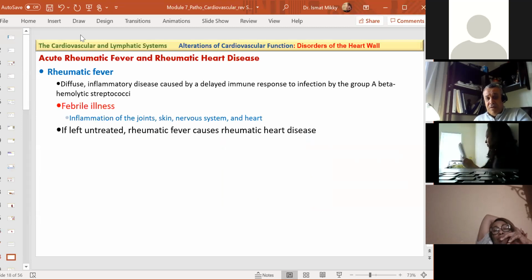Acute rheumatic fever and rheumatic heart disease. This disease can be covered in the PEDS course, because it affects people at a young age, as children. So there will be more coverage of this disease in the PEDS course. Rheumatic fever is a diffuse inflammatory disease caused by a delayed immune response to infection by the specific bacteria called group A beta hemolytic streptococci.